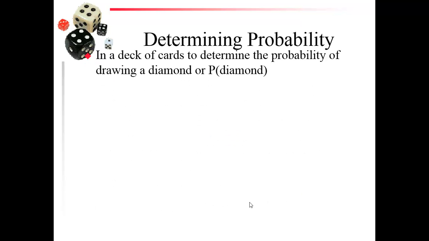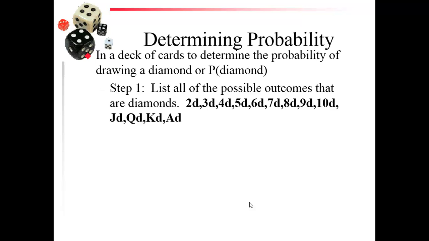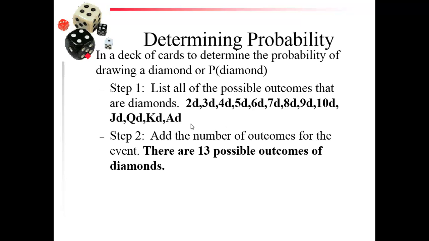Okay, let's look at another example. If you have a deck of cards and you want to know the probability of drawing a diamond, step 1 would be to list all the possible outcomes that are diamonds. You have 2 of diamonds all the way to 10 of diamonds, and then jack of diamonds, queen of diamonds, king of diamonds, and ace of diamonds. Step 2 is to add the number of outcomes for the event. How many different ways can we pick a diamond? Well, if you count, there's 1, 2, 3, 4, 5, 6, 7, 8, 9, 10, 11, 12, 13. So there are 13 possible outcomes for diamonds.